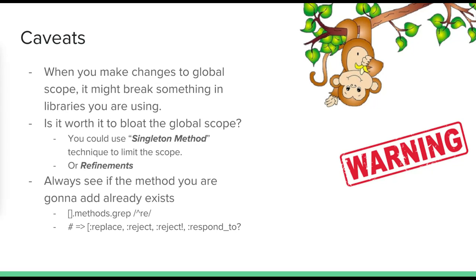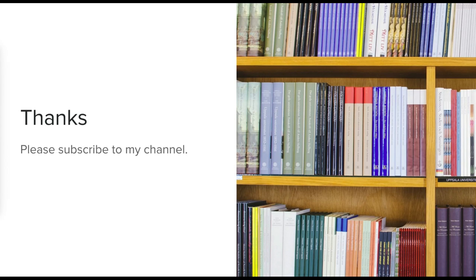Also, you can use refinements to limit the scope of your open class feature, or let's say monkey patching. You need to always see if the method you are trying to define already exists in the library. You should try to avoid the conflict between your method and the already existing one. Also, try to limit the scope of your changes so that there will be less harm in the other parts of your application. This is it for the open class feature of Ruby.